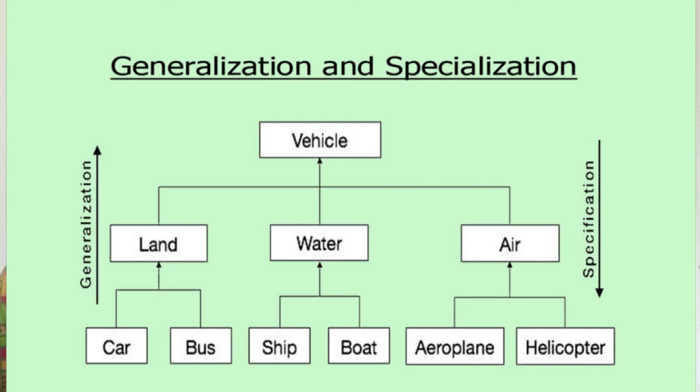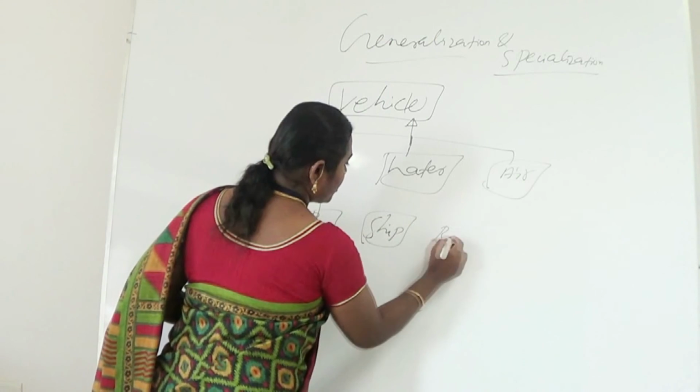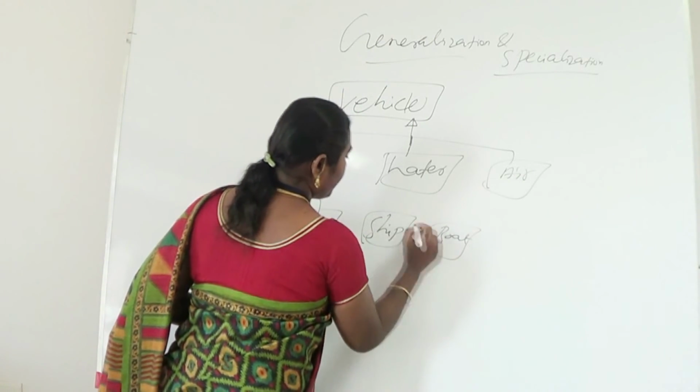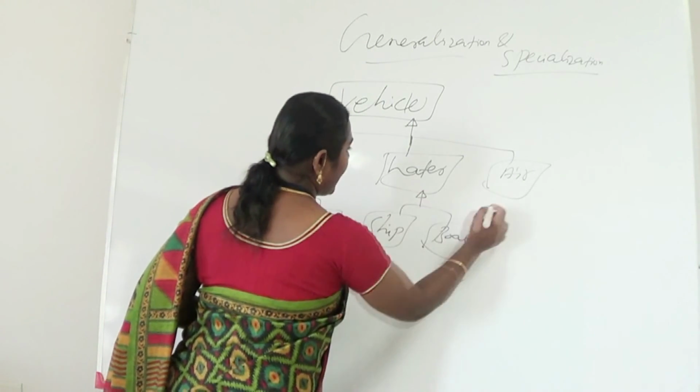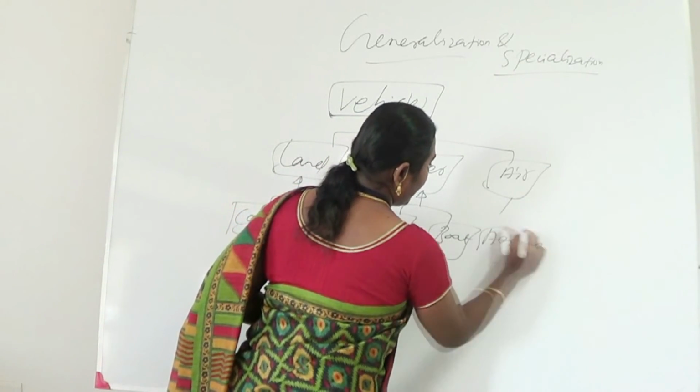And if it is a land vehicle, we have to specify either car or bus. If it is a water vehicle, we have to specify either ship or boat. If it is an air vehicle, we have to specify either aeroplane or a helicopter.